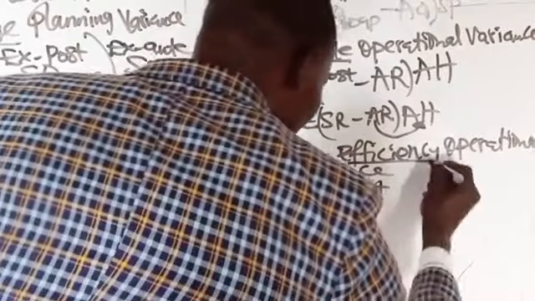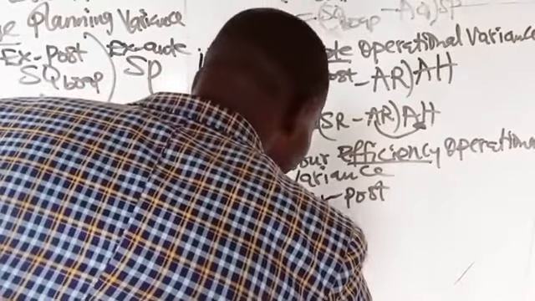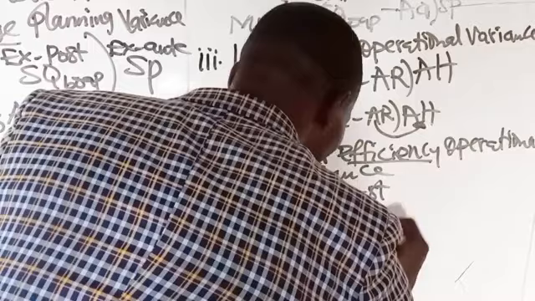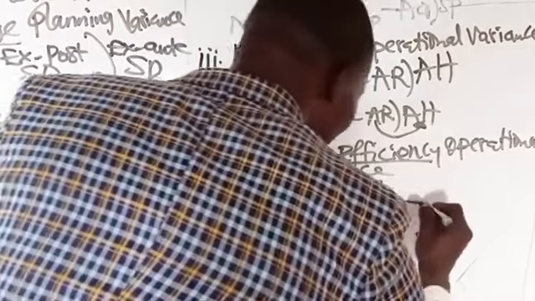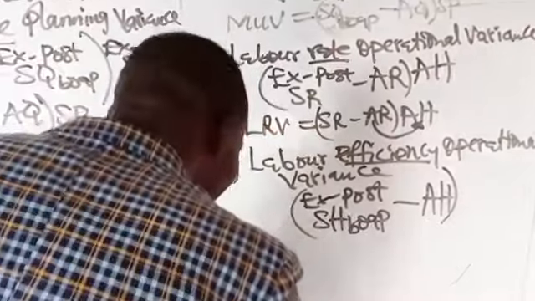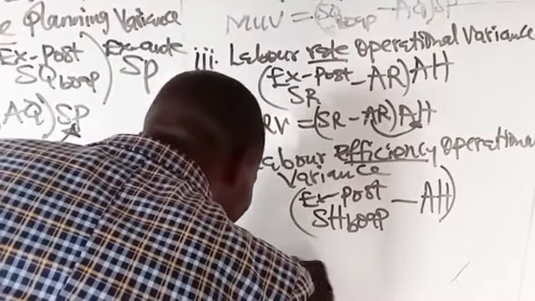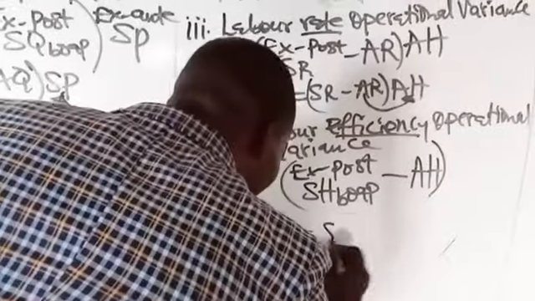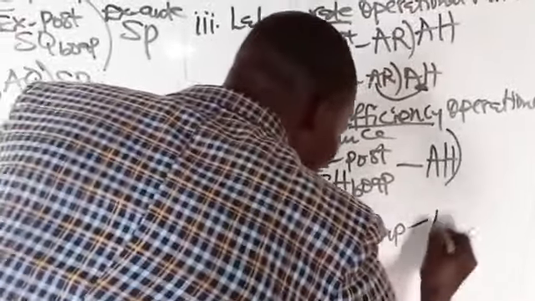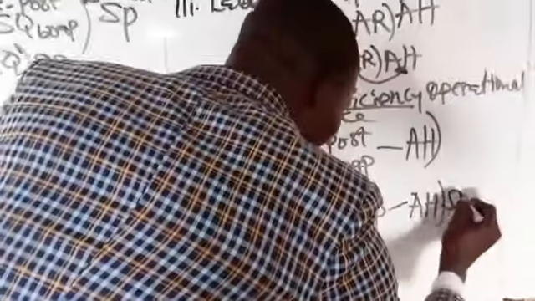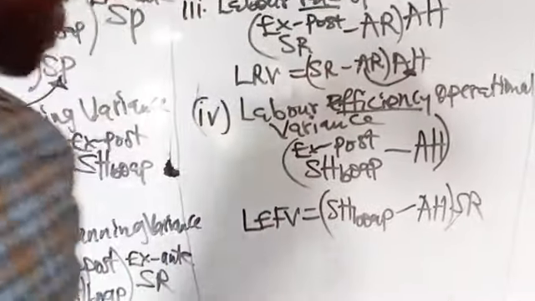So labor efficiency, which is measured in hours, is ex post standard hours based on actual production minus actual hours. In traditional variance, the labor efficiency variance formula is standard hours based on actual production minus actual hours, multiplied by the standard rate. Only that your standard hours, you just replace with the ex post one.